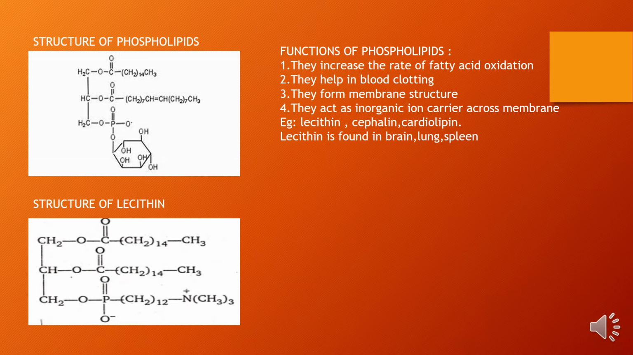And then the functions of phospholipid: they increase the rate of fatty acid oxidation, they help in blood clotting, they form membrane structure, and they act as inorganic ion carriers across the membrane. Examples are lecithin, cephalin, cardiolipin. Lecithin is found in brain, lung and spleen. If you are asked about the structure of lecithin for 2 or 3 marks, then you can again make the structure of lecithin.